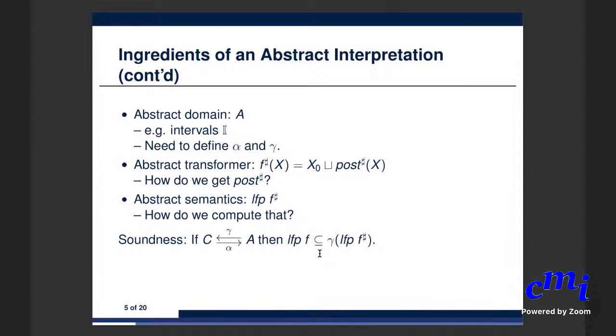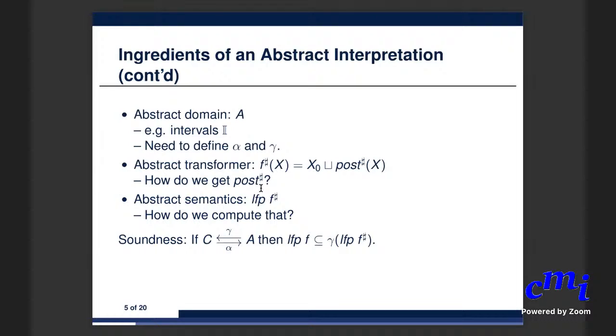And how do you compute that? Of course, since the abstract domain is also a complete lattice, and your abstract transformer will also be a monotonic function, as long as post hash is an abstract transformer for the post image, then you can use the Kleene theorem, Kleene iteration, for computing that over the abstract domain as well. But the hard part is in constructing this abstract transformer, and that's what we will be looking at.